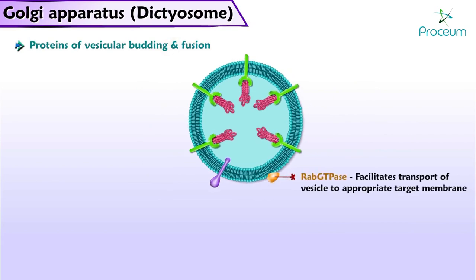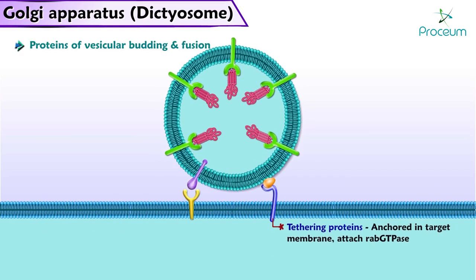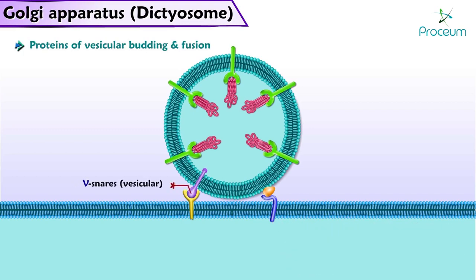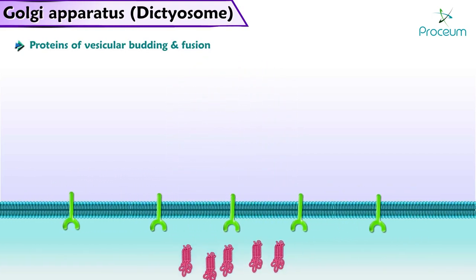RAB-GTPase associates with the vesicle after the coat has dissociated, and it facilitates the transport of the vesicle to appropriate target membranes. It also locks the vesicle to target membranes by attaching tethering proteins. These tethering proteins are anchored in the target membrane. They attach to RAB-GTPase. They then move close to the target membrane for vesicular fusion. The V-SNAREs, or vesicular SNAREs, and T-SNAREs, or target membrane SNAREs, play a role in vesicular fusion.